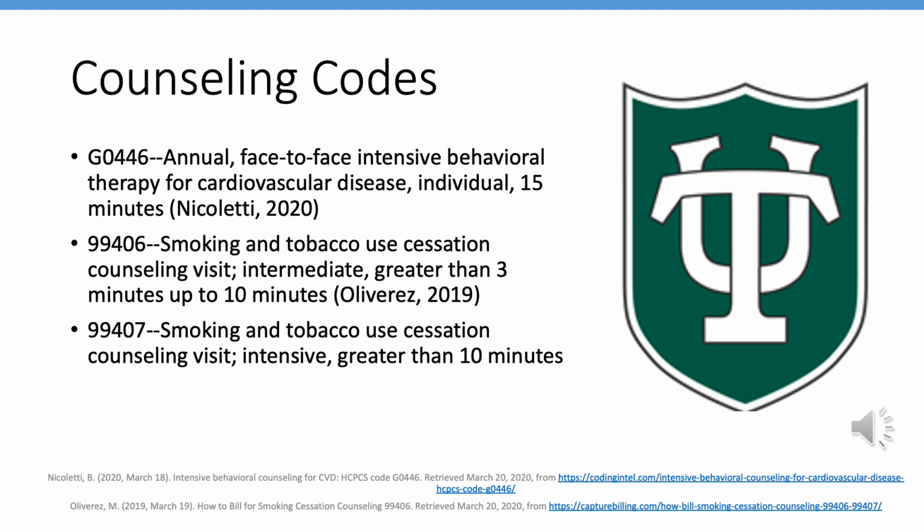To maximize appropriate coding, I've also included a few counseling codes. The first is G0446, which is counseling for cardiovascular disease of approximately 15 minutes. This can be used for any purpose, and certainly counseling the patient about the abdominal aortic aneurysm screening, this would be appropriate. Reimbursement is generally not good. It's probably $6 to $10, but it may help achieve meaningful use as determined by Centers for Medicaid and Medicare.